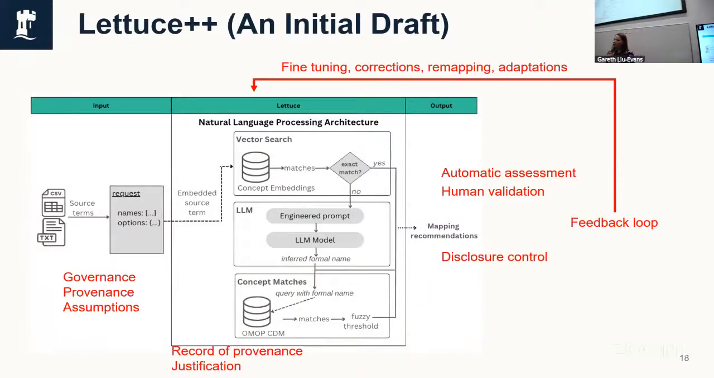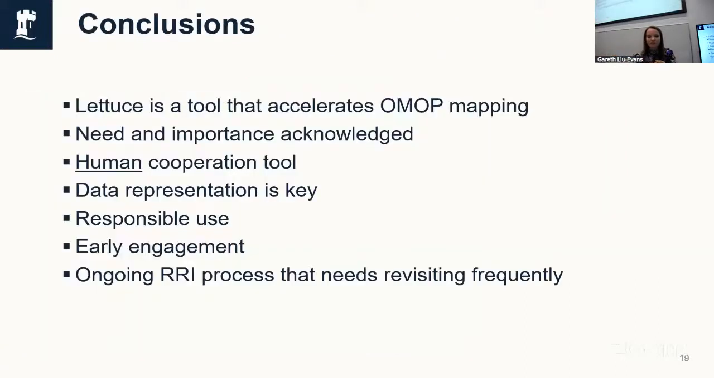So in the future, what we want to be able to do is have a Lettuce plus plus, where we add all these different characteristics of responsible research and innovation, and we create a human collaborative tool that is a little bit more responsible. But the idea is once we incorporate some of these responsible elements, we continue having workshops to try to anticipate what might come up next. That might be a responsibility challenge.